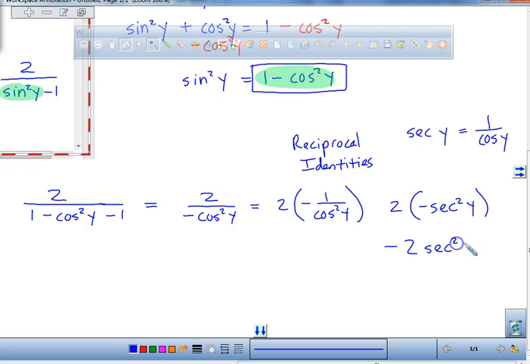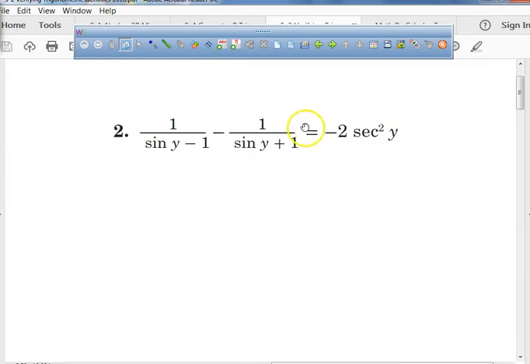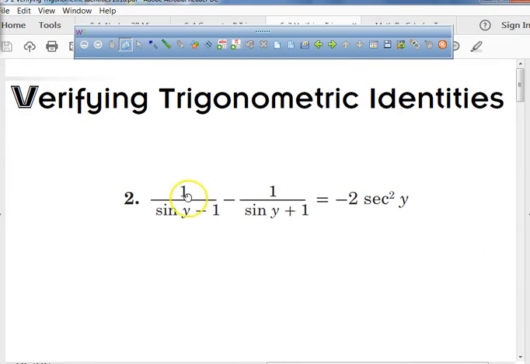which becomes negative 2 secant squared of y. And what was the answer on the right-hand side of problem number 2? What was the answer on the right-hand side of the equation? Negative 2 secant squared y. So what did we just do? With all of this work, what did we do? We verified that this side indeed equaled this side.